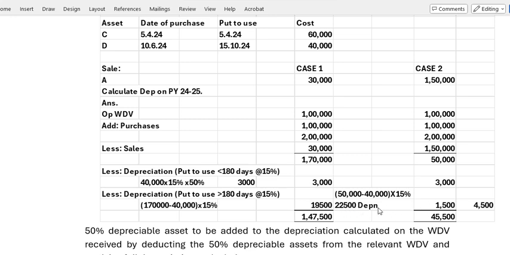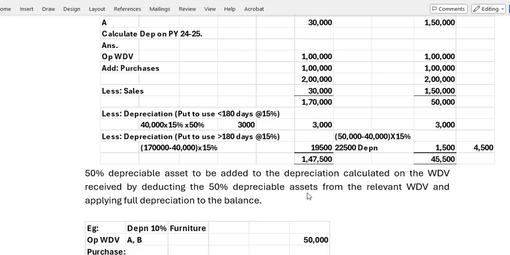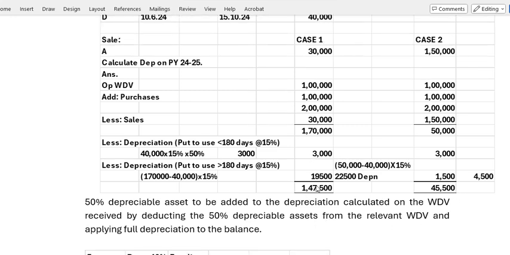Second case, what is the position? Here 40,000 is to be deducted from the WDV, 50,000 minus 40,000. On the balance you have to calculate 15%. This is only 10,000, the balance amount. On that, 15% full depreciation, you are getting 1,500. Total depreciation is 4,500. That means from 50,000 you are deducting 4,500 and getting 45,500.